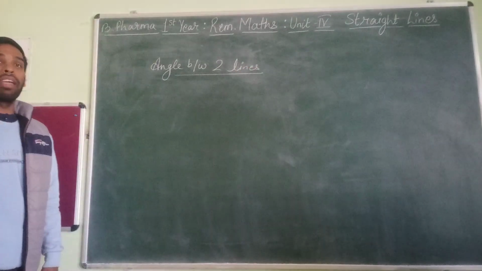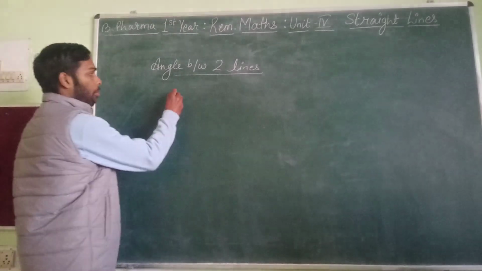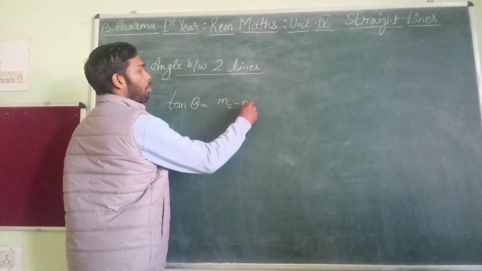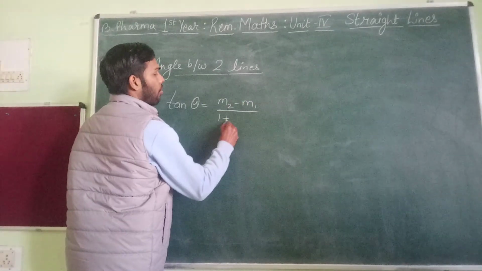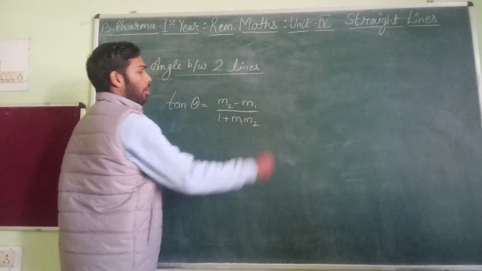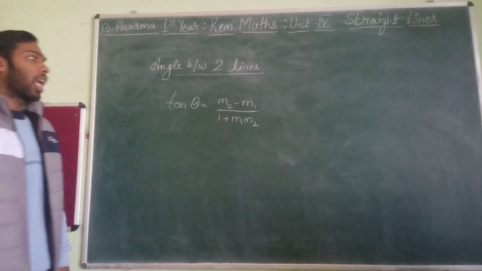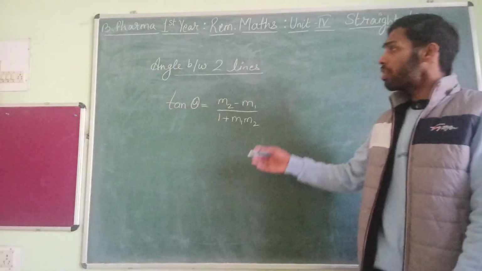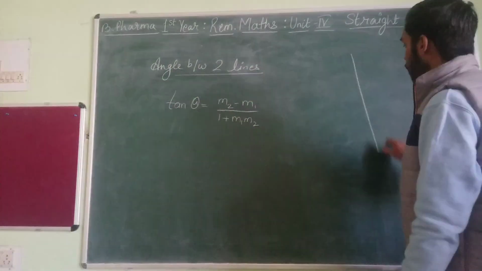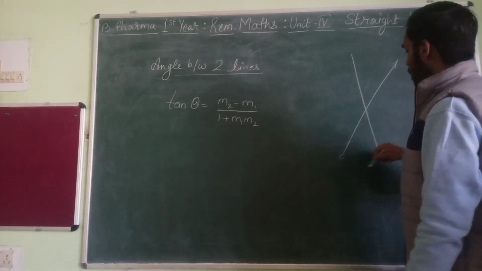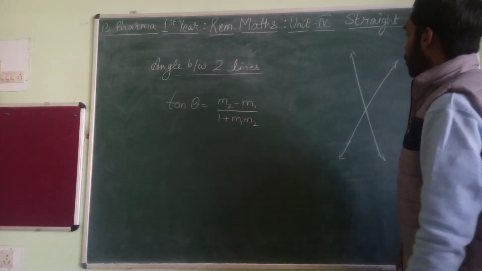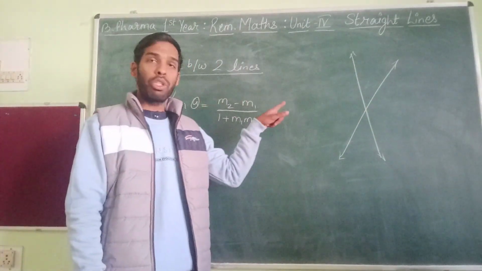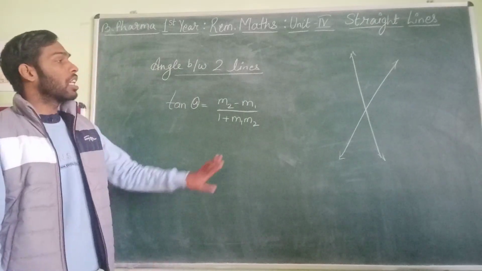So angle between two lines is evaluated by tan theta equals m2 minus m1 upon 1 plus m1 into m2. Now, what is this theta? For example, let us say these are the two lines in between which we have to find out the angle. Okay, these are the two lines.